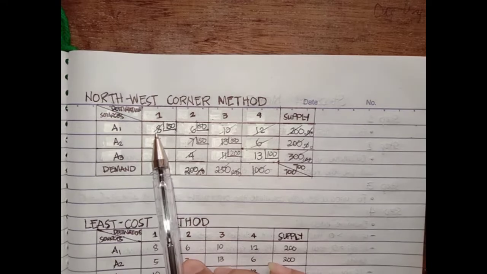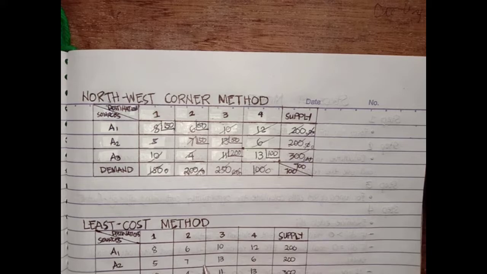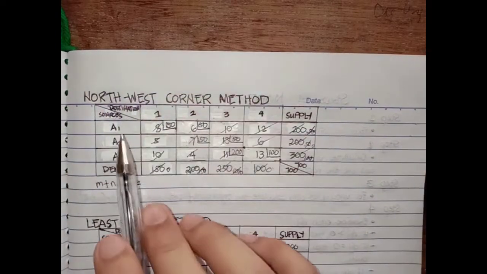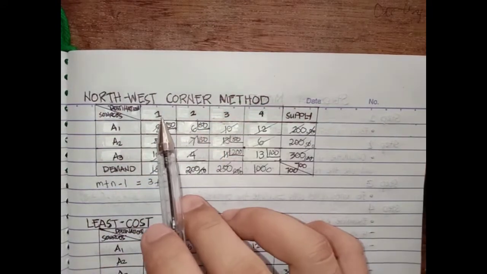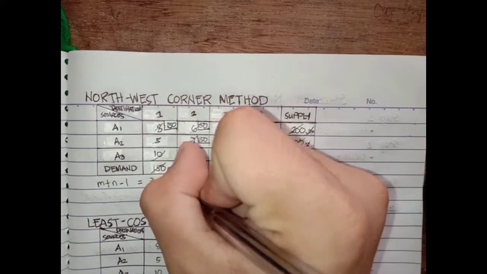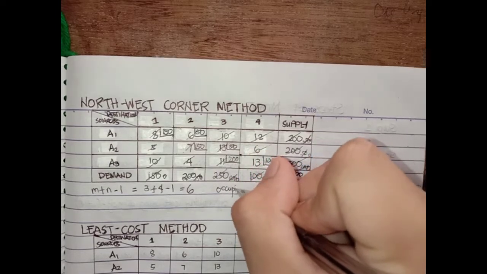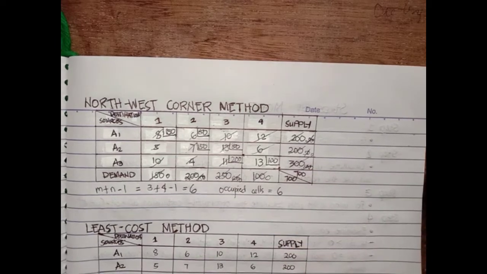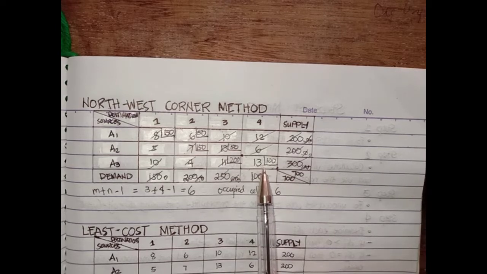We have the occupied cells 1, 2, 3, 4, 5, 6. And the occupied cells is equal to the equation m plus n minus 1. So we have here m as our resources, 1, 2, 3, plus our n, our destination, 1, 2, 3, 4, minus 1 is equal to 6. And the occupied cells is equal to 6. So we will calculate the product of these allocated cells and afterwards the sum of this.